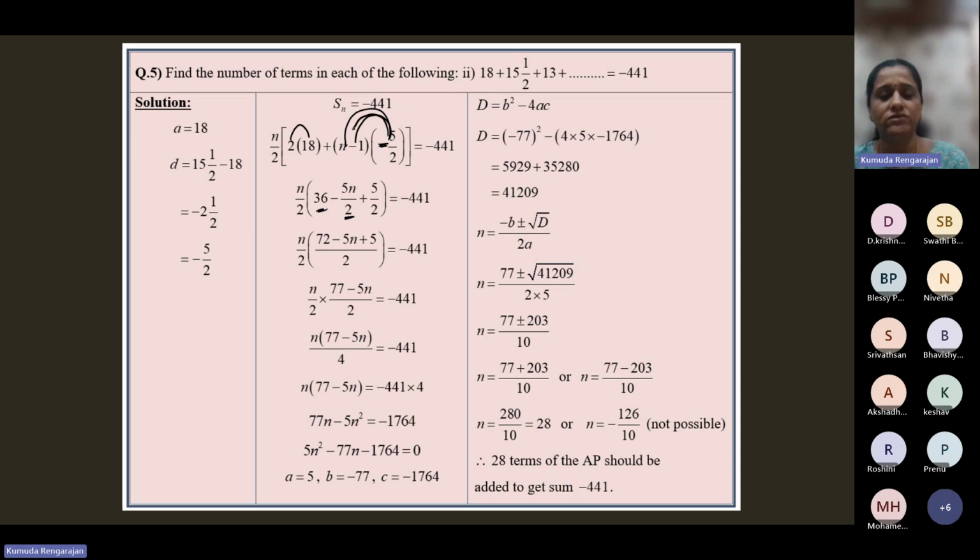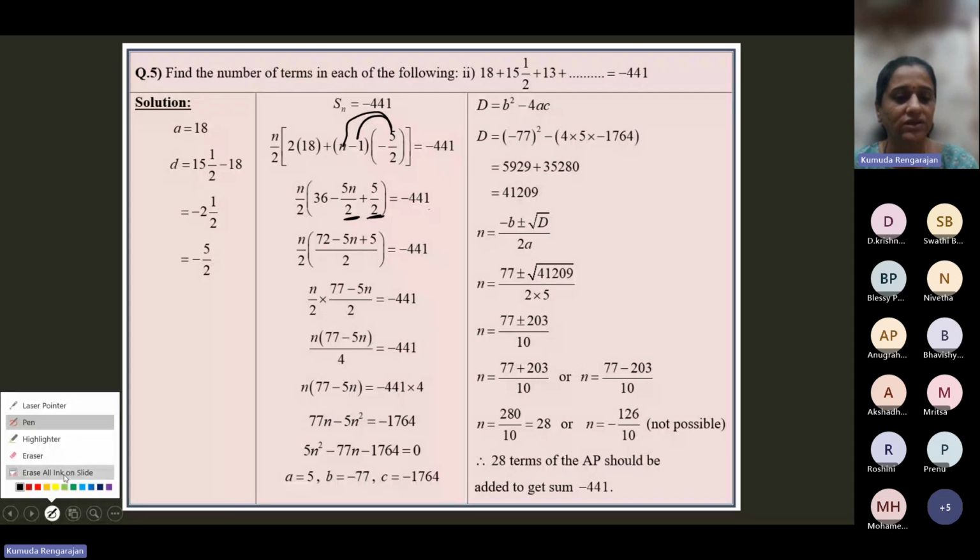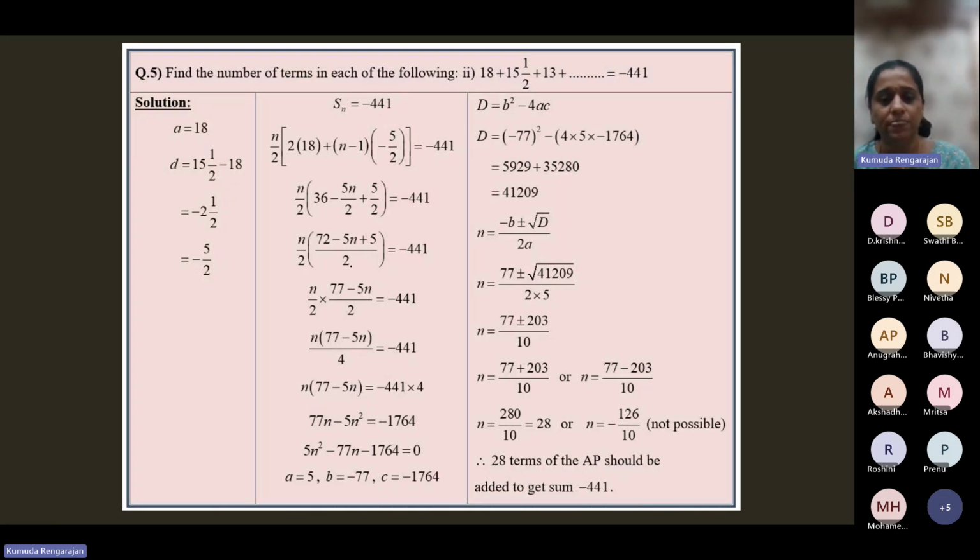When you multiply this with n, you get minus 5n by 2. And when you multiply this with minus 1, you get plus 5 by 2. This is equal to minus 441. For the three terms inside the bracket, take the common denominator 2. And this bracket simplifies to 77 minus 5n by 2. Now we have n by 2 outside, into n by 2 is equal to minus 441. Multiply the numerators, multiply the denominators, 2 2s are 4, n into 77 minus 5n in bracket.